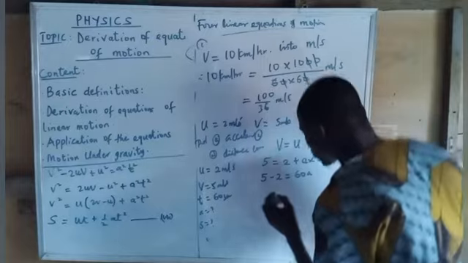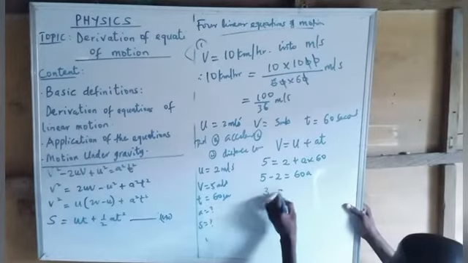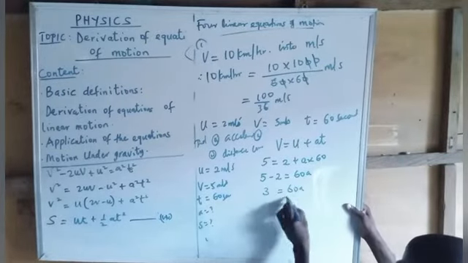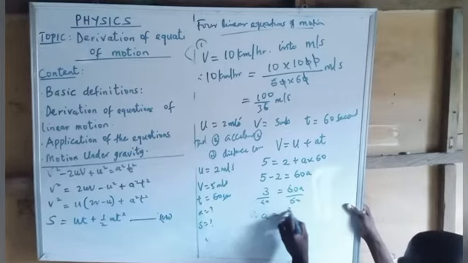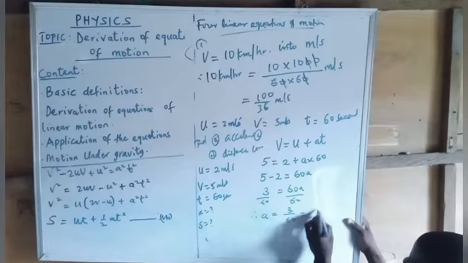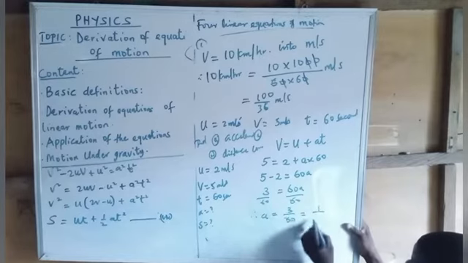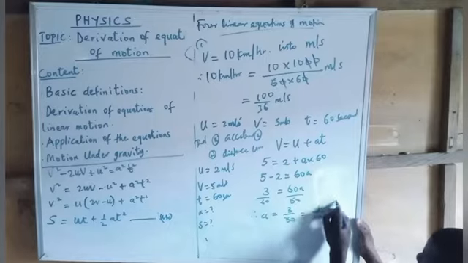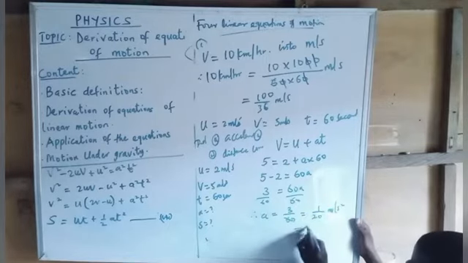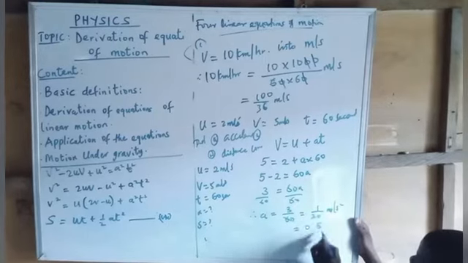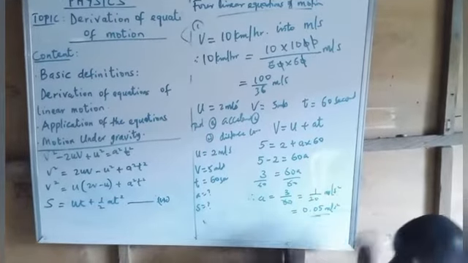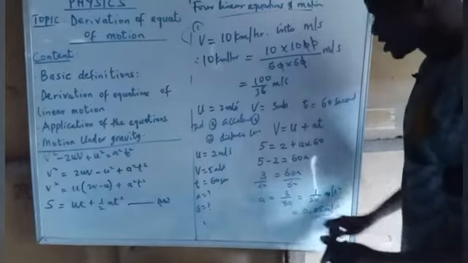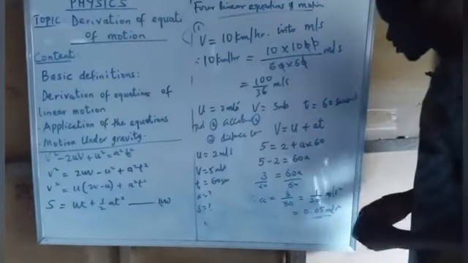5 minus 2 will give us what? 3. 3 is equals to 60A. Divide both sides by 60. So therefore, our acceleration is equals to 3 over 60, which is 1 over 20 meters per square second, since 3 in 60 is 20. So you can leave it as 1 over 20 meters per square second, or 0.05 meters per square second by calculation. So this will be the acceleration of the body.